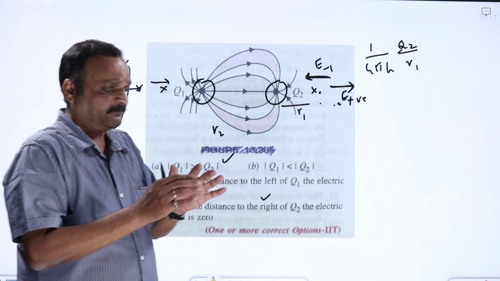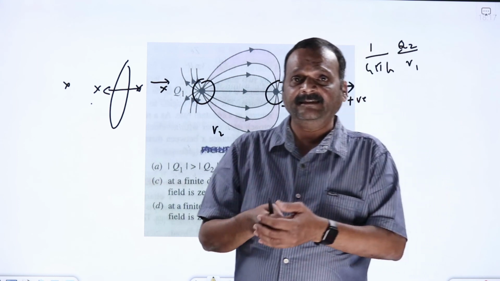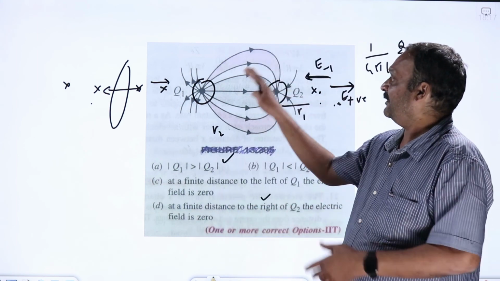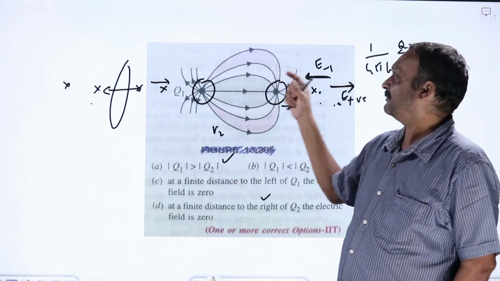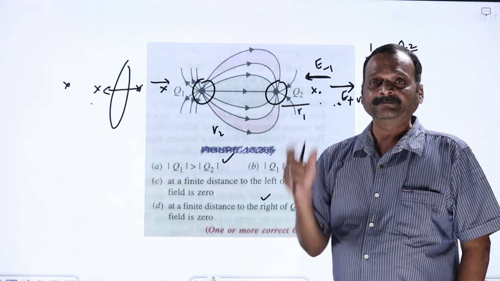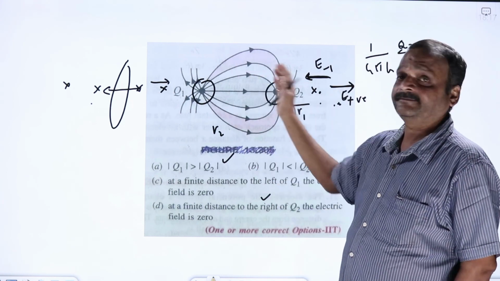This is how simple field-related questions come in many exams like NEET or IIT JEE Mains. Carefully analyze what is given. Wherever field lines are more, the field is stronger. Wherever field lines are less, the field is weaker. To the left or towards the right, see where the field is becoming zero.